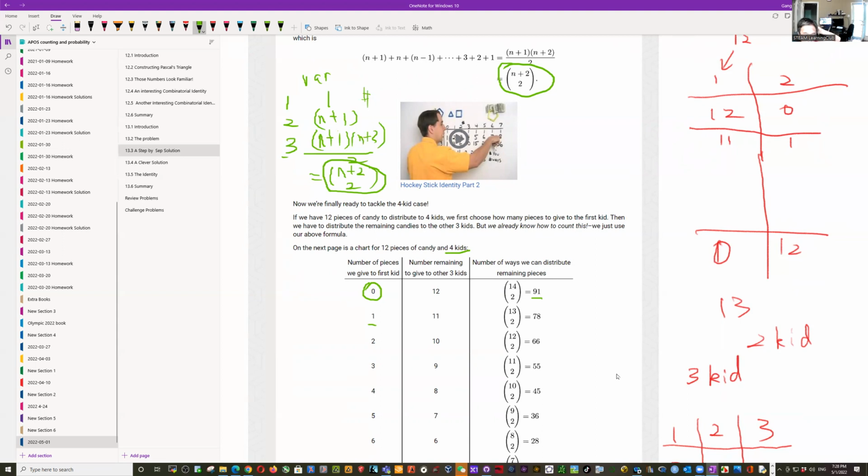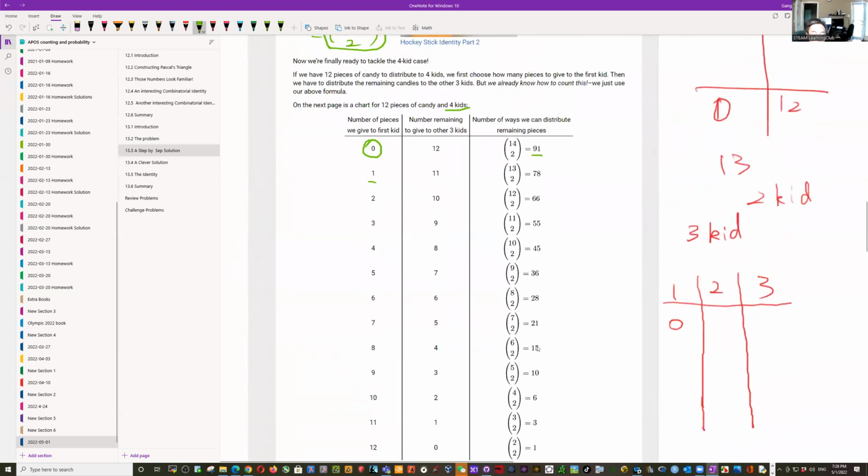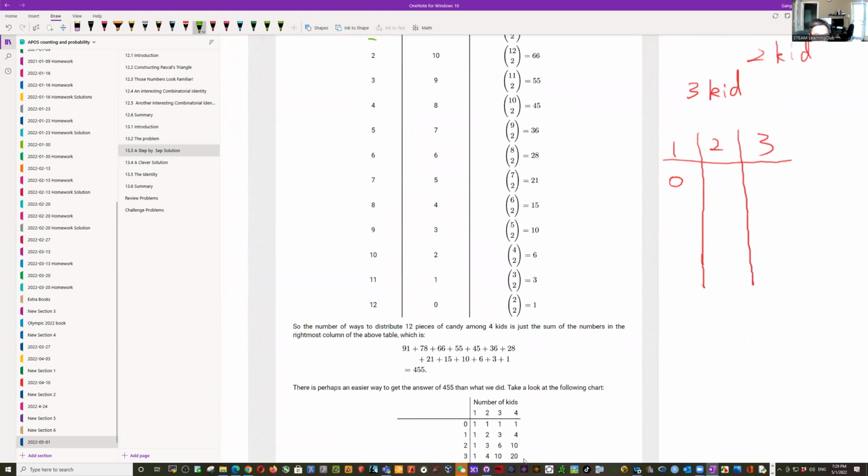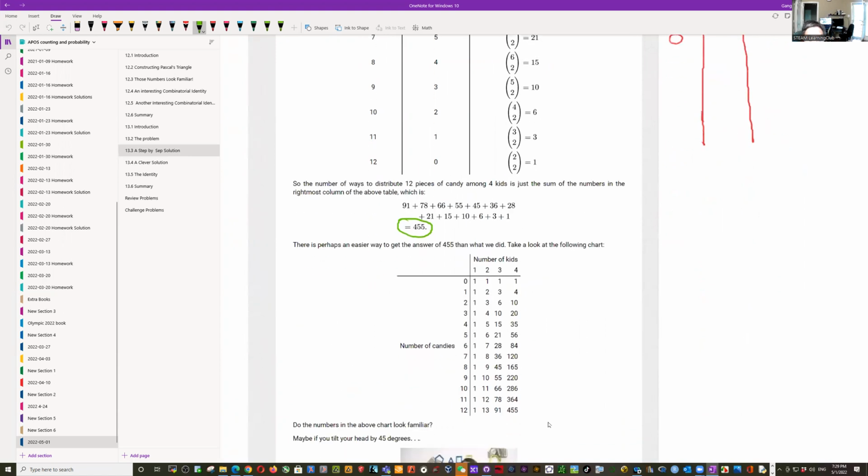Then basically, I gave 1 piece of candy to the first kid. Then 11 remain to be distributed. 13 choose 2. So basically, you can make a table. If we go this path, it's doable. Eventually what we get is this number. If you add it, you're going to get 455. So 455, that's a very interesting thing.